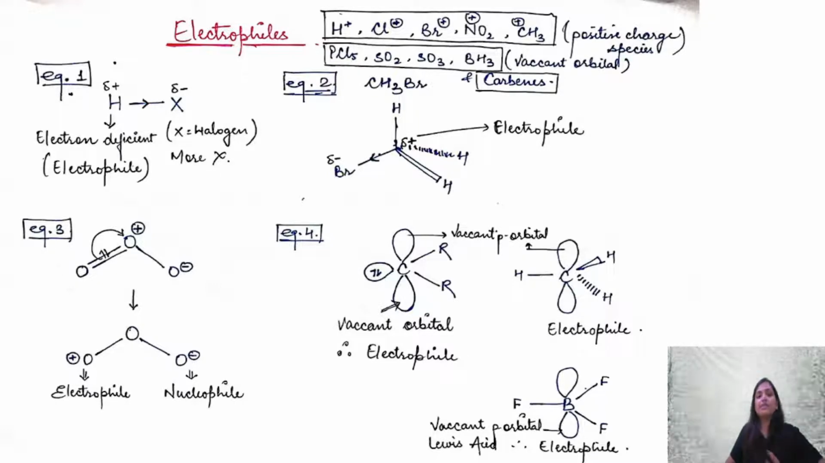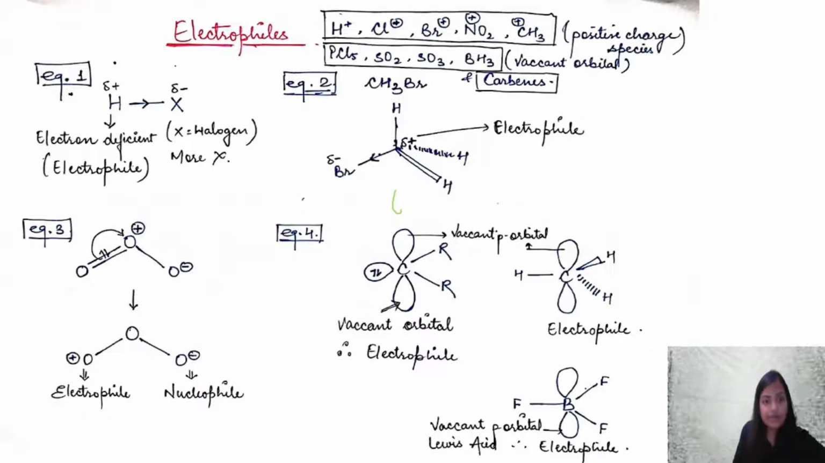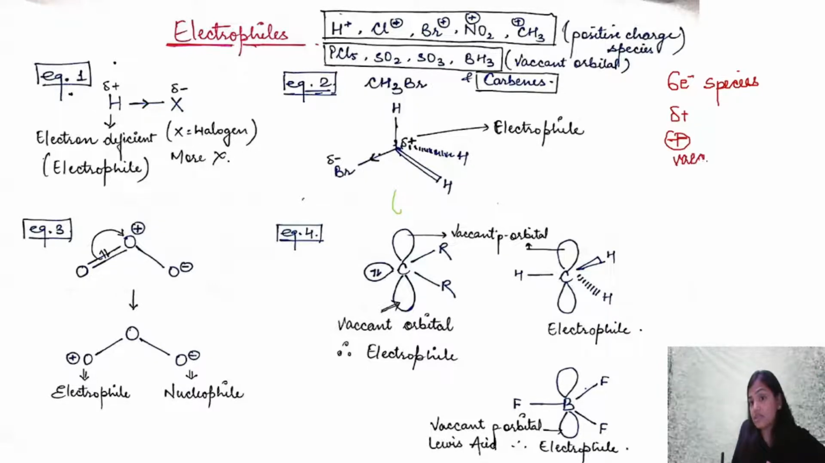Now, let me make you understand with the help of examples. What I just said for the electrophiles, let me change the color to red. Red would be better there, right? First of all, these are the species with less than 8 electrons. Their octet could be incomplete. I could say they are 6 electron species, having a partial positive, having a completely positive charge, or having a vacant p or d orbital.